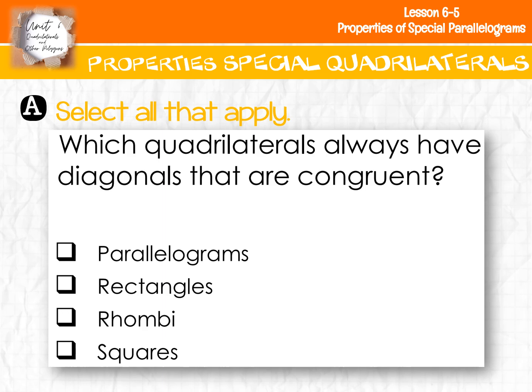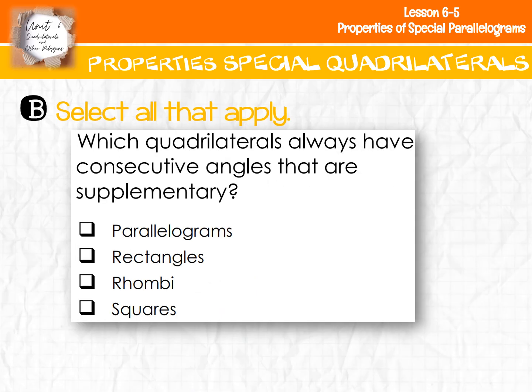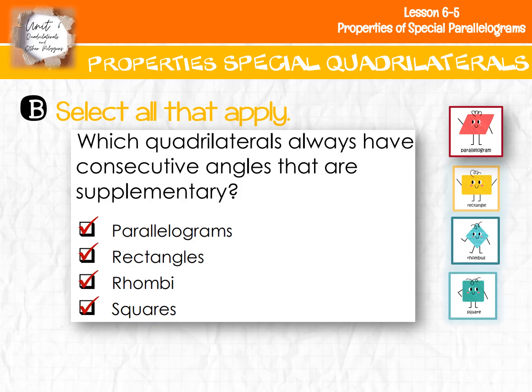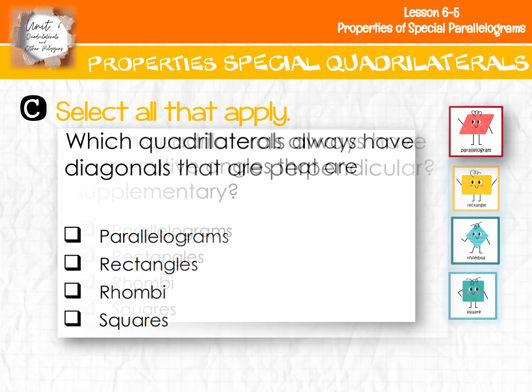Select all that applies. So this is about special quadrilaterals, not just the one we're talking about in this part. A, which quadrilaterals always have diagonals that are congruent, and that's rectangles and squares. B, which quadrilaterals always have consecutive angles that are supplementary? Well, that's true for parallelograms, which means it's going to be true for all four. Parallelograms, rectangles, rhombi, and squares.